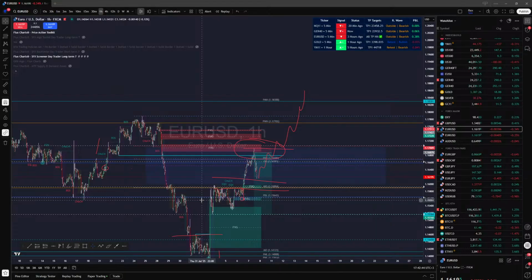and fair value gap, right? So every asset has its own specifics. German 40 can reverse in fair value gap or order blocks. Gold usually order blocks, euro fair value gaps, British pound order blocks. So every instrument has its own specific. Remember this.